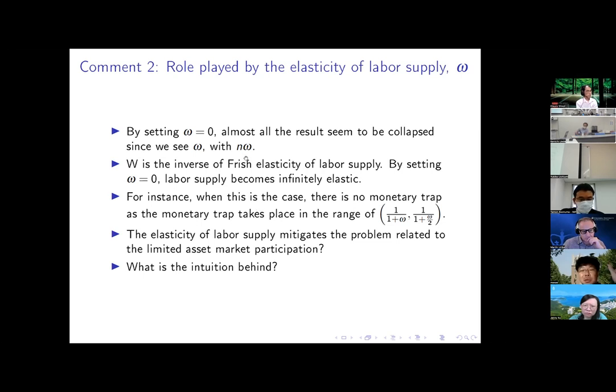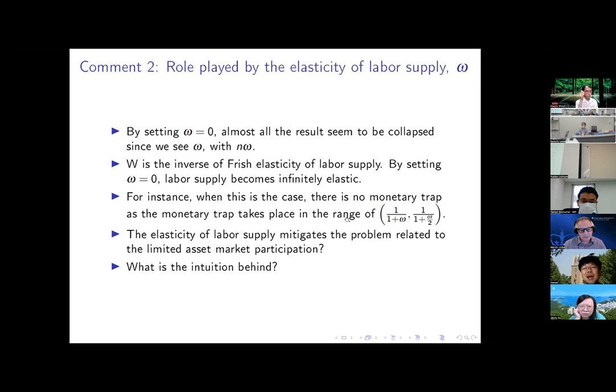But as you may have noticed, by setting omega equal to 0, so basically by assuming an infinite elasticity of labor supply, almost all the results seem to collapse, because omega appears always with n multiplied by omega, right? So for instance, when the discussion of the monetary trap, a monetary trap exists in the open economy for this range of n. But by setting omega equal to 0, this range disappears.